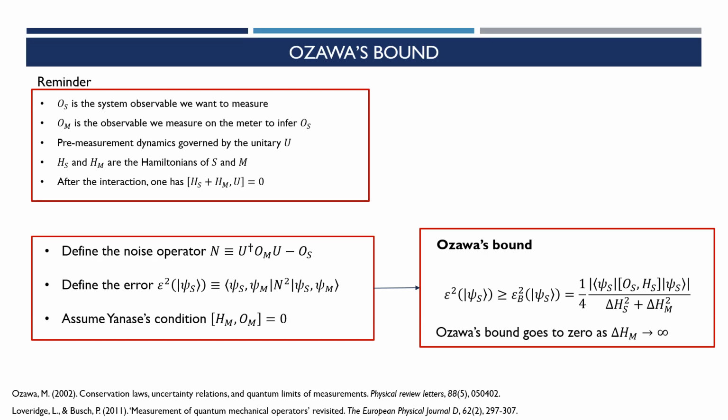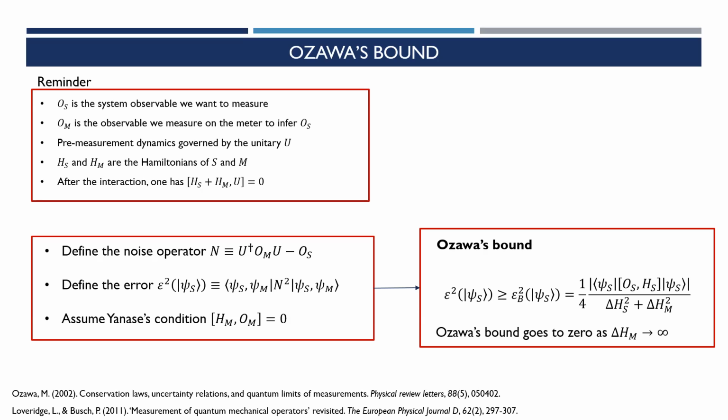And finally, he assumes this thing called Yanase's condition. Yanase was the third name in the Wigner-Araki-Yanase theorem. So what this condition means practically is that after you have done your measurement, it doesn't matter when you do your classical readout on the meter, you can always use the same observable to make this inference to understand what was the state of the qubit. So it's basically a condition of, I would say, practicality of the measurement. So assuming all of this, Ozawa derived the bound, which is this one.